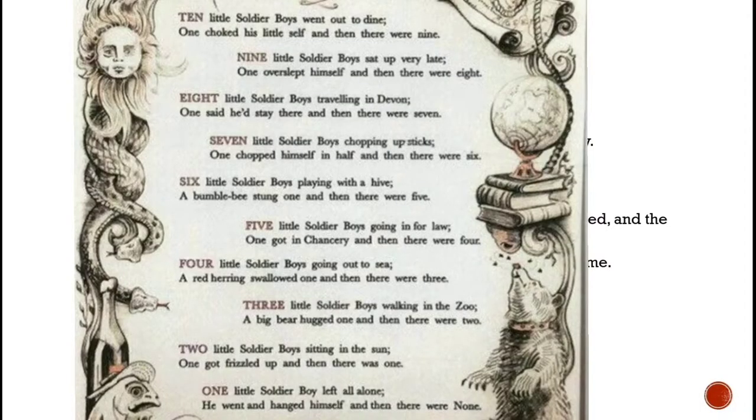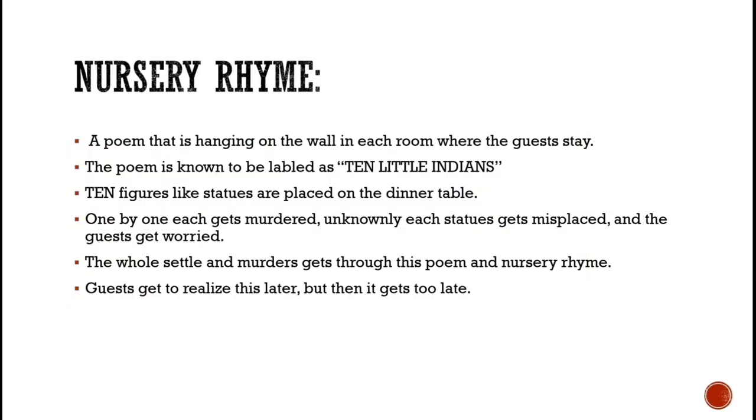Now actually the novel And Then There Were None is based on this nursery rhyme. It is even called a poem. It consists of 10 couplets, and in each couplet it shows the murder of each person. So this is the nursery rhyme, a poem that is hanging on the wall in each room where the guest stays. Now with each guest room they have this poem hanging on the wall.